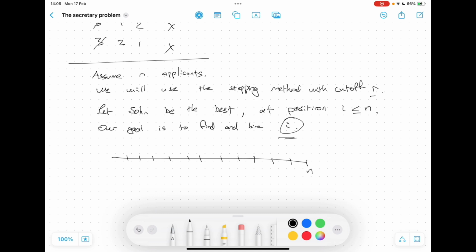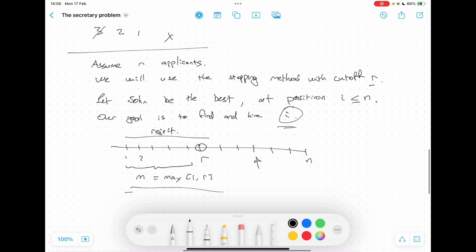We have n applicants, so this is going to be 1, this is going to be 2. We're going to have our cutoff point R, so we're going to reject all these. And so we're going to look at the first one that's better than the maximum of these. So let's let M equals the max of the applicants within 1 to R. And there we go. So we will hire the first one that is better than M.